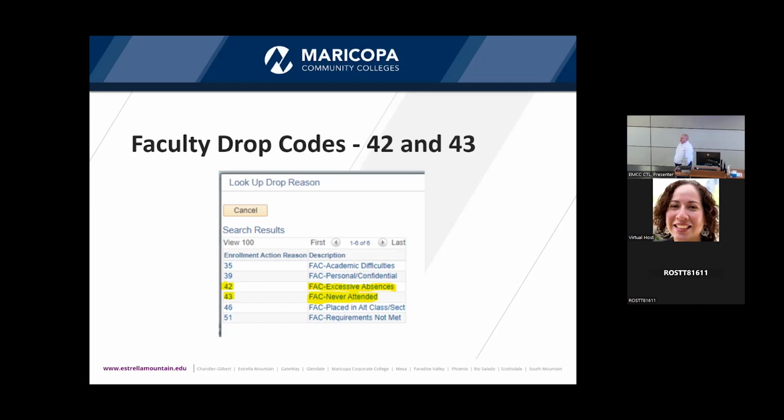And then the only one we haven't talked about is 46. Sometimes those are used when a faculty member recognizes that a student's not at the level they need to be for their class, let's say it's math, and they're asking for them to be transferred into a lower level class. That's an example of that. Usually that's done by A&R, but a faculty member could drop them for that.